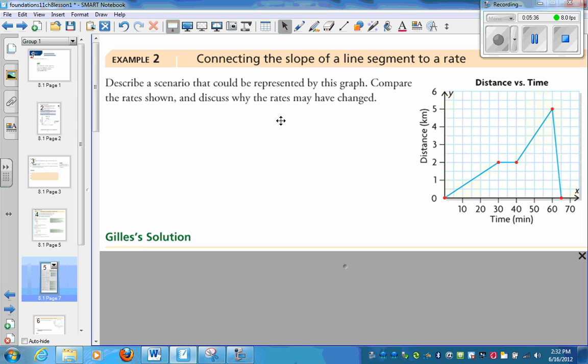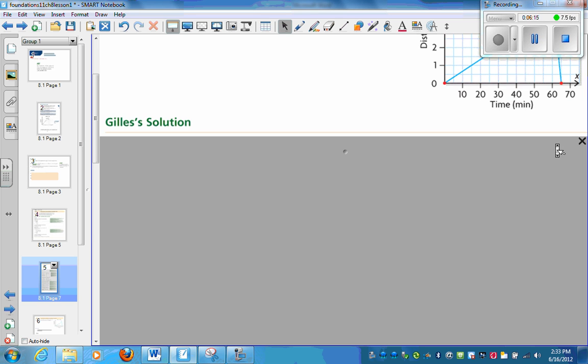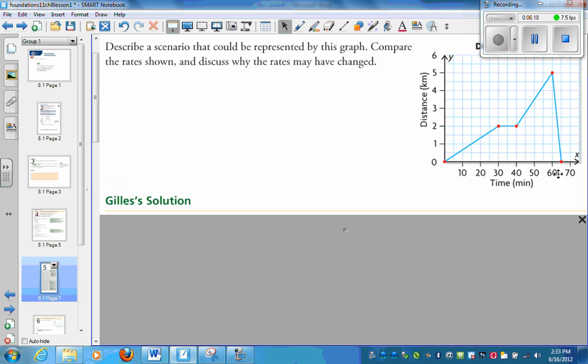Here's another example. Describe a scenario that can be represented by this graph. Compare the rates shown and discuss why the rates may have changed. Okay, so looking at this, over 30 minutes, someone traveled 2 kilometers. Then for 10 minutes, they stayed at the same distance, no speed. Then from 40 to 60, so in 20 minutes, they went from 2 to 5. They did 3 kilometers. So this is much faster than that there. Then they came home at an incredible speed. In 5 minutes, they sped all the way back to where they started from.